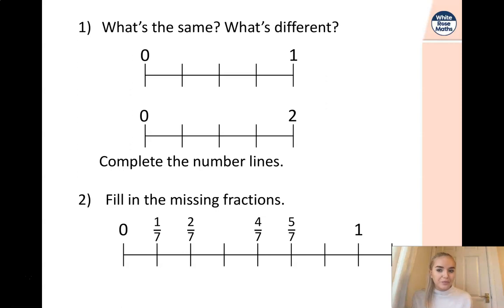Off you go. Okay, well, you might notice what's similar about these number lines, that they've been split into 4 sections, but what's different is that the first number line goes from 0 to 1 and the second number line goes from 0 to 2. So the jumps, the fractions that are going to be represented by each line, are going to be different in each number line. I wonder if you remembered or had a go at filling in the missing gaps.